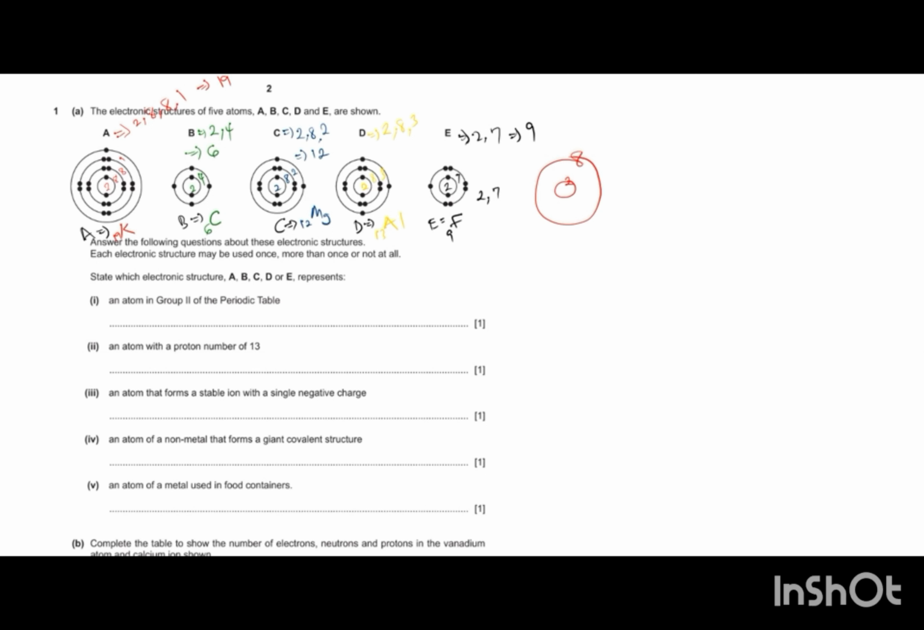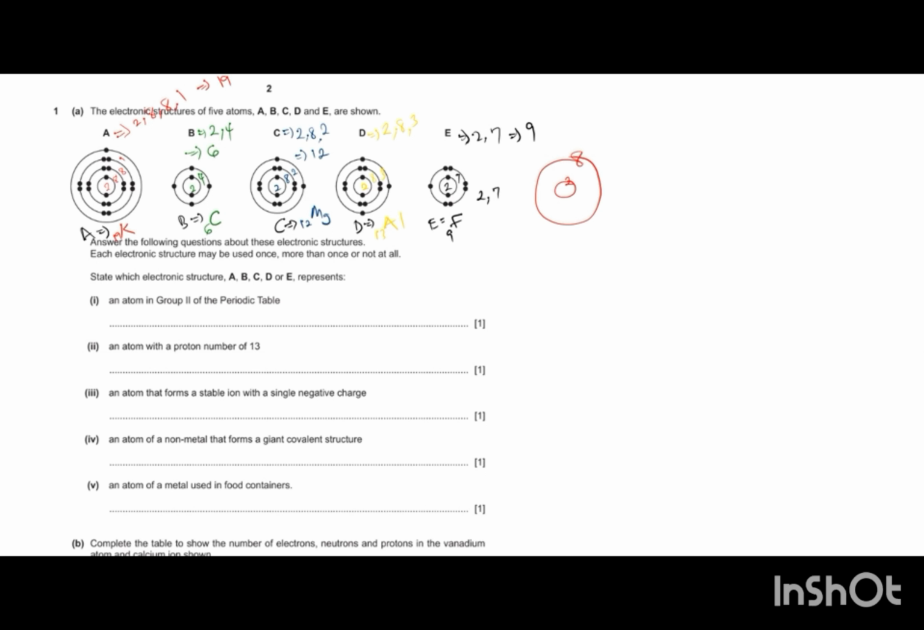The one that has 2 in its outer shell, that is magnesium, that is C. So an atom in group 2 of the periodic table is what? The question states: state which electronic structure will be represented. So an atom in group 2 of the periodic table will be what? Which atom has 2 electrons in its outer shell?